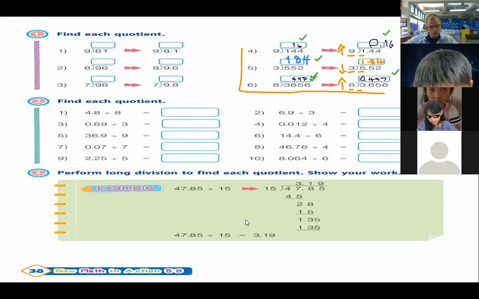So number 2, 1 to 10. We can do the first one. I will give you the answer because teacher is always nice. Always help you. 48 divided by 8 equals 7.